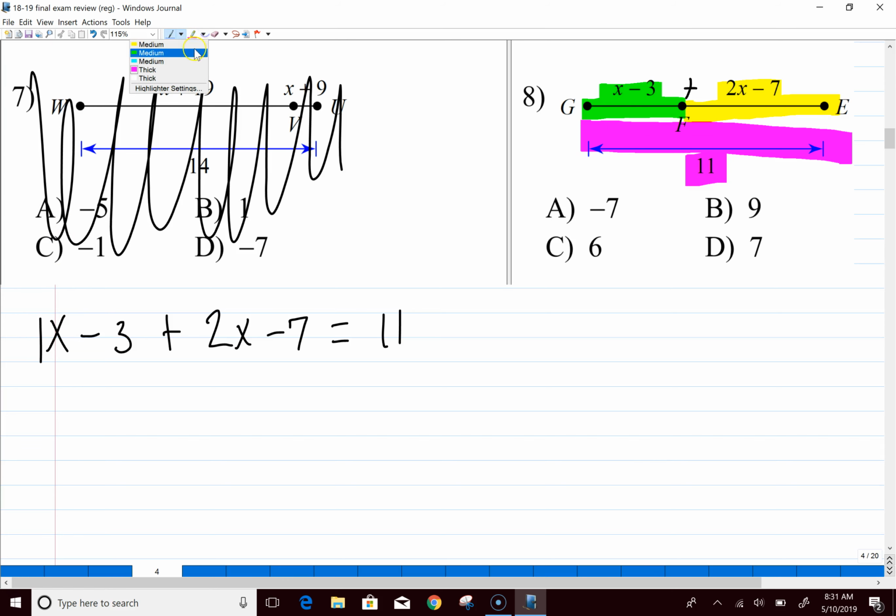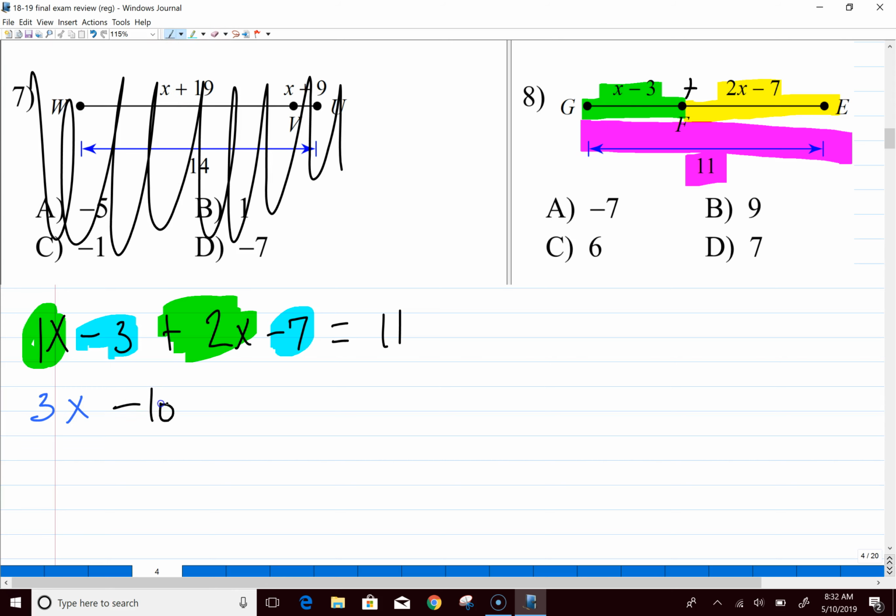Combine my like terms. I have a 1x, I have a positive 2x. 1x plus 2x gives me 3x. I have a negative 3 and a negative 7. Negative 3 minus 7 is negative 10. Is equal to 11. You get x by itself.